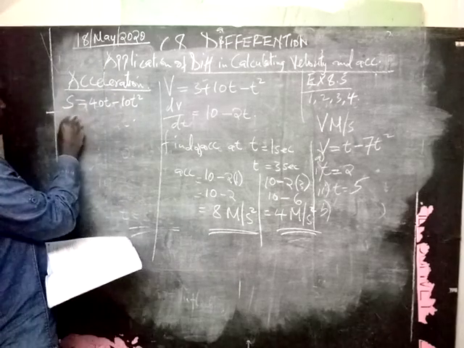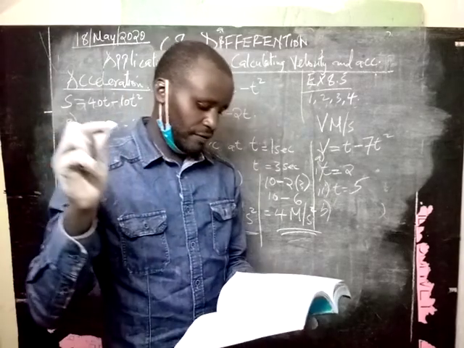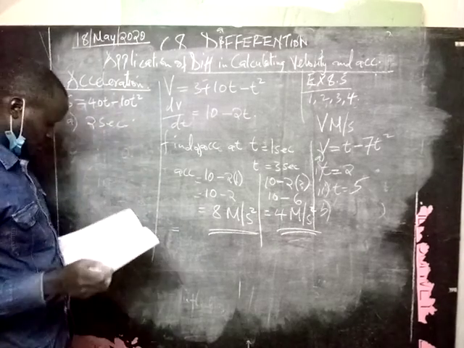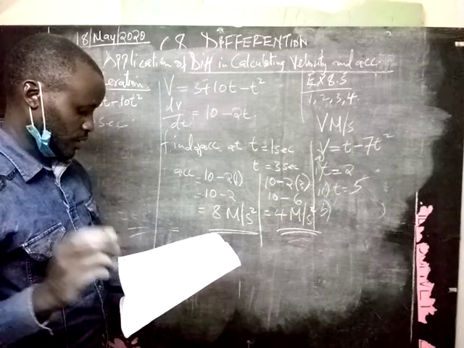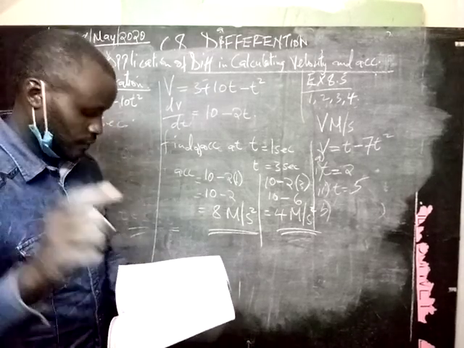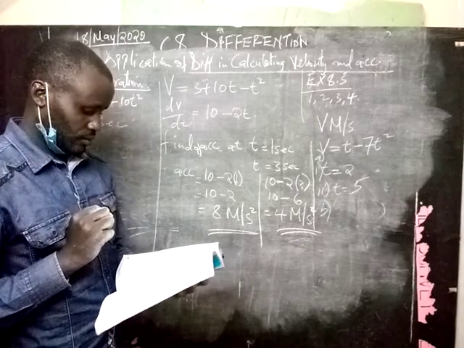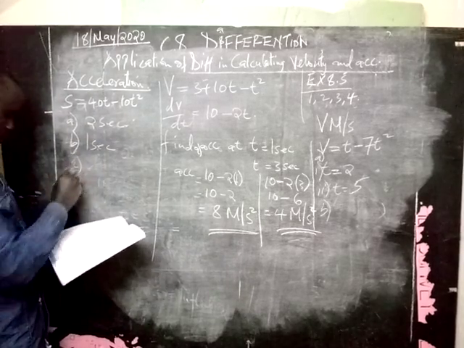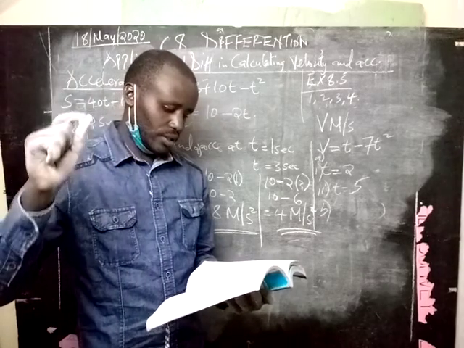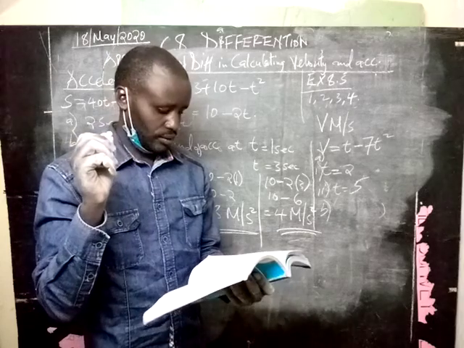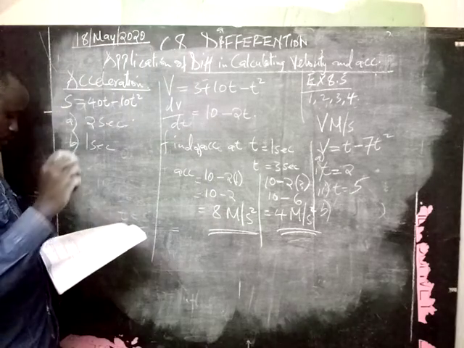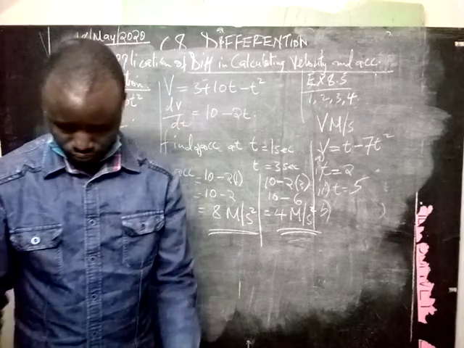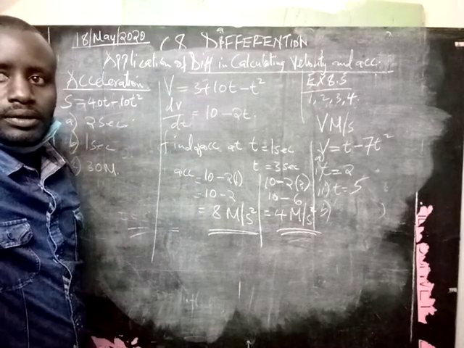Find A, its height above the ground after 2 seconds. B, its velocity after 1 second. C, the instant at which the stone is 30 meters high. So that is the question.